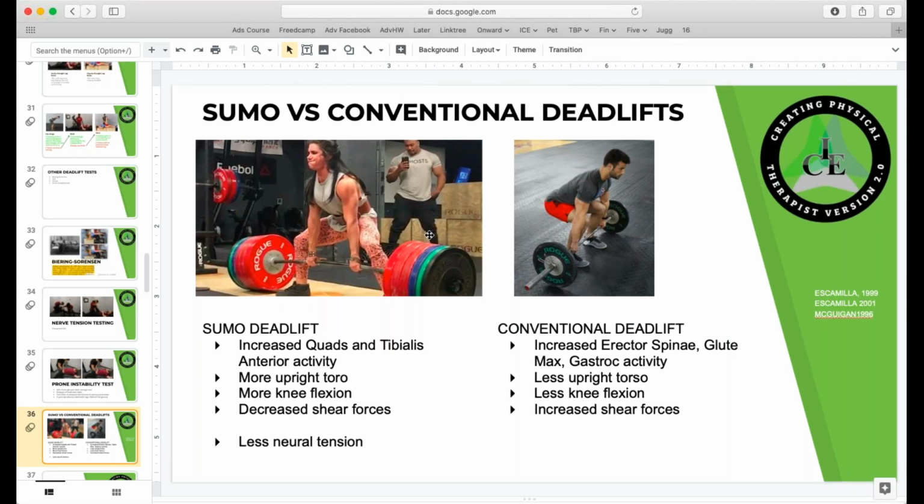The sumo deadlift is a little bit more of a squatty position, where we have more knee flexion relative to the conventional deadlift. We have these really wide legs, and the combination of things that set up the sumo deadlift basically leads to a little less neural tension. Those legs being abducted decreases neural tension. And that torso being a little bit more upright, which we see in the sumo deadlift, also decreases shear forces in the spine, which we'll talk about in a second. But for some people that are dealing with significant neural tension, the sumo deadlift may work better.